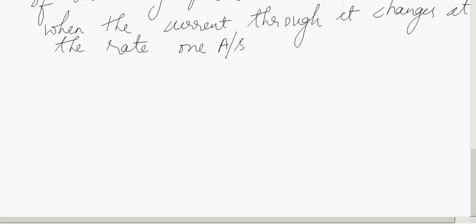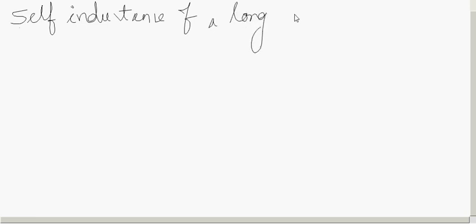Now we'll see what is the self-inductance of a solenoid, or self-inductance of a long air core solenoid. This is a derivation. Self-inductance of a long air core solenoid. The core is air.